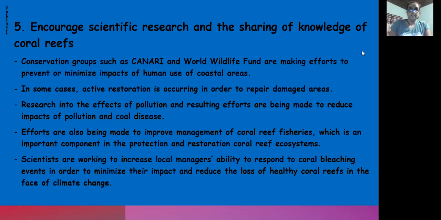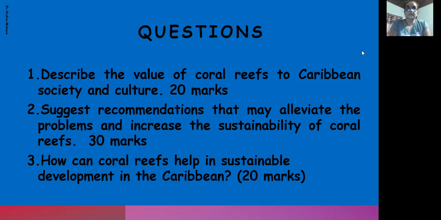So all these things can actually help us to protect our coral reefs in the Caribbean. And it is very important that we understand the importance of the reefs in order to be able to protect them. If the reefs are not seen as important, then you wouldn't have people making an effort to protect them. So it's a two-step process. One step is to educate people about the importance of the reefs. And the second step is to develop strategies to protect them.